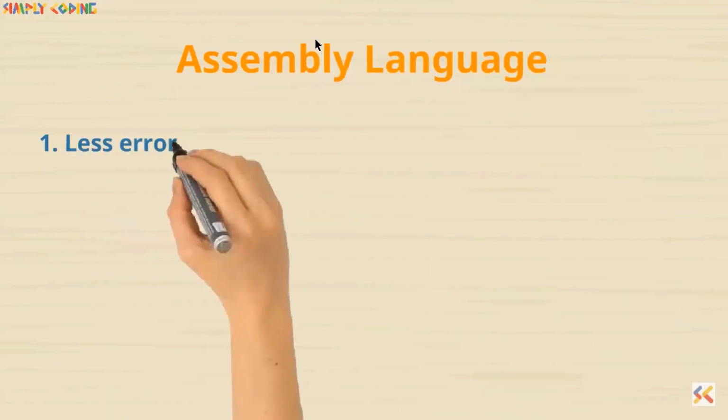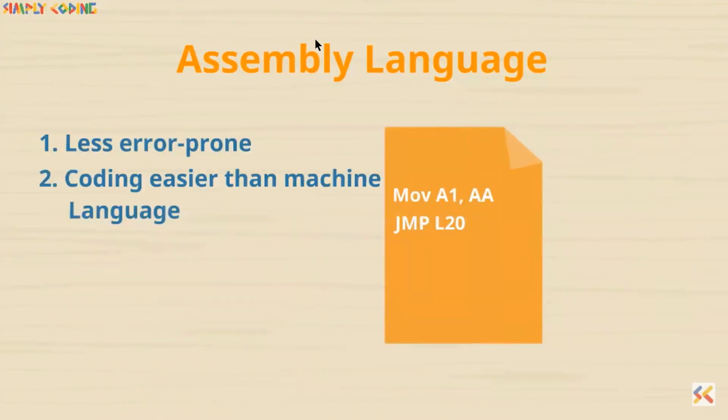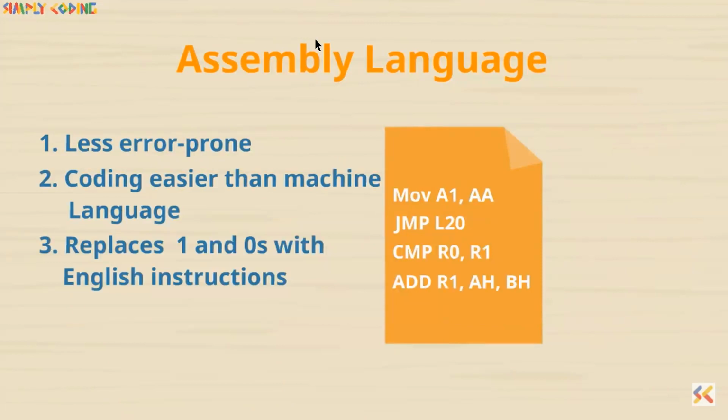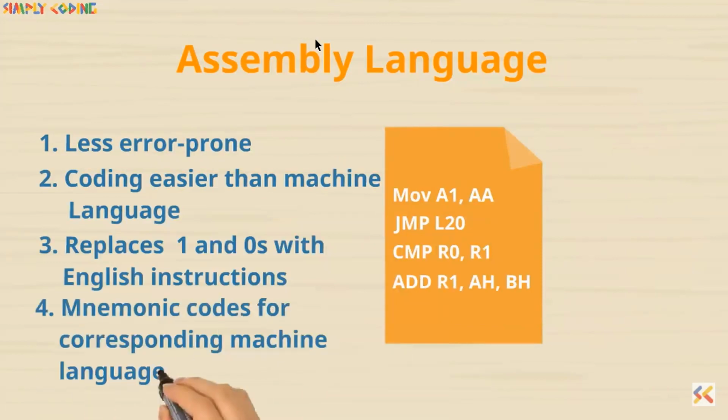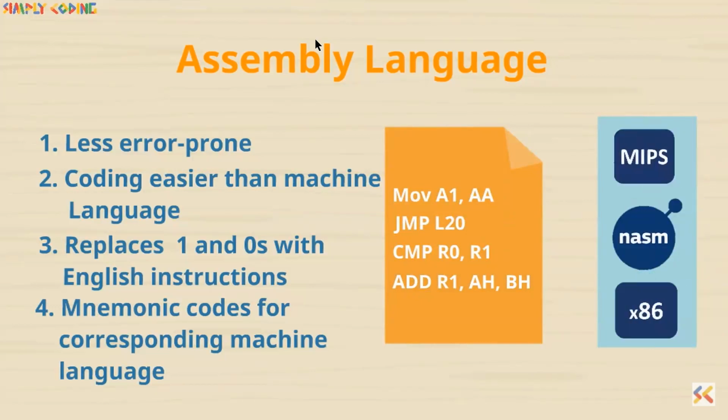On top of it, we have assembly language. Assembly language helped eliminate much of the error-prone and time-consuming machine language programming. It replaces remembering 1s and zeros with instructions which are mnemonic codes for corresponding machine language. Example, it has commands like move, jump, CMP, add, etc. Each assembly language is specific to particular computer architecture and sometimes to an operating system. Examples include MIPS, NASM, x86, etc.